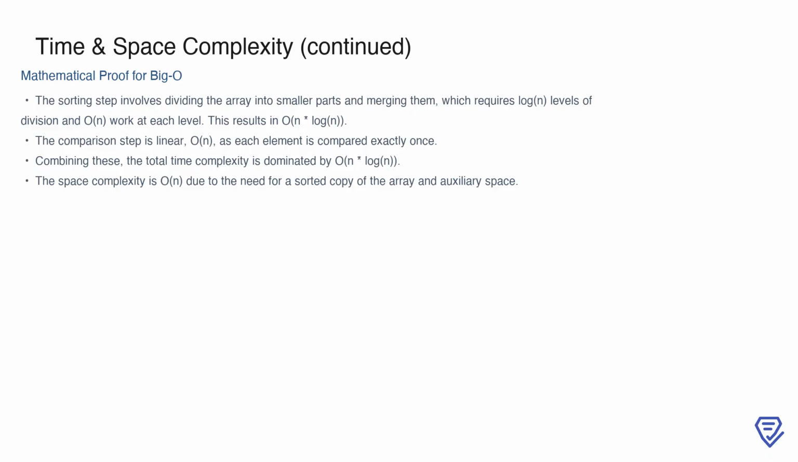For space complexity, the additional space required comes from the sorted copy of the array, which is O(n), and the auxiliary space used by timsort, which is also O(n). Together, these result in a total space complexity of O(n).